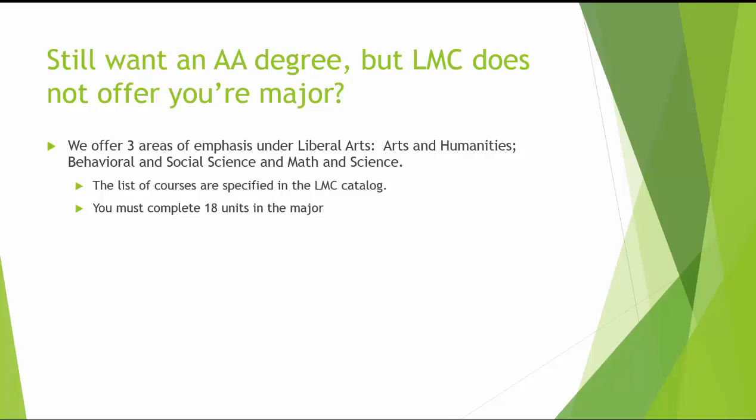Still want an AA degree, but LMC doesn't offer your major? We offer 3 areas of emphasis under liberal arts: arts and humanities, behavioral and social science, and math and science. You must complete at least 18 units in the major, and the list of courses are specified in our LMC catalog.